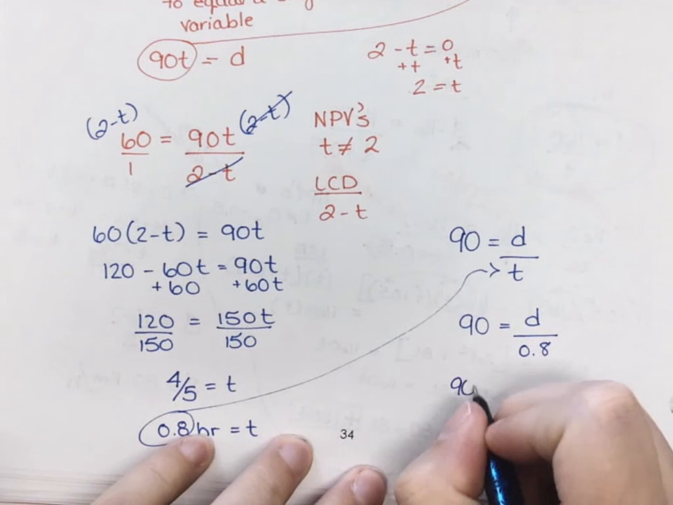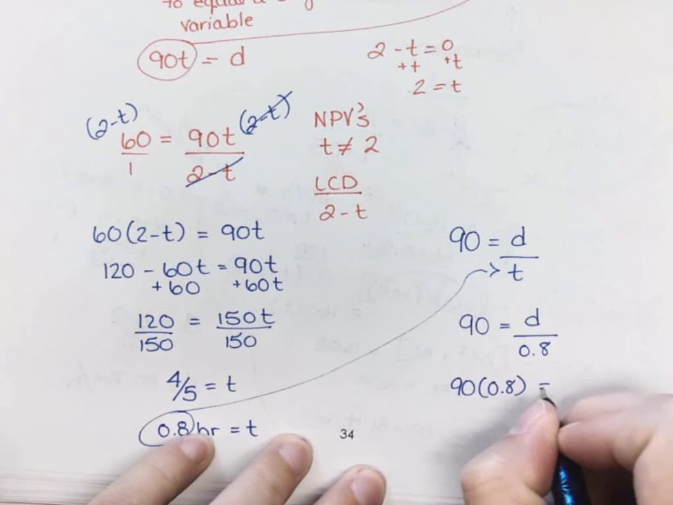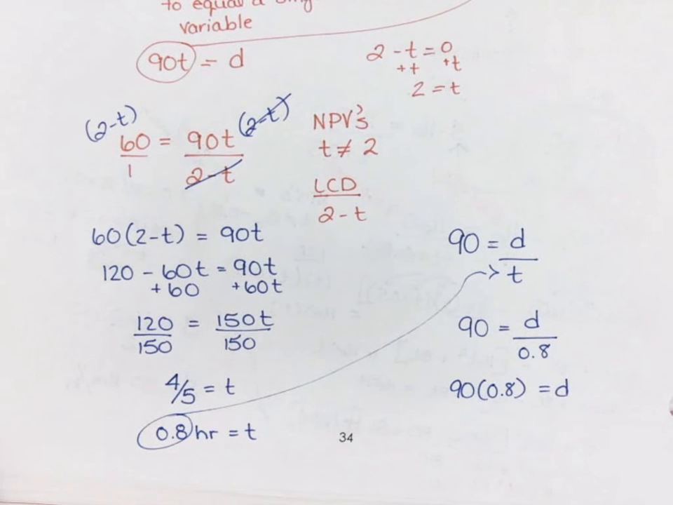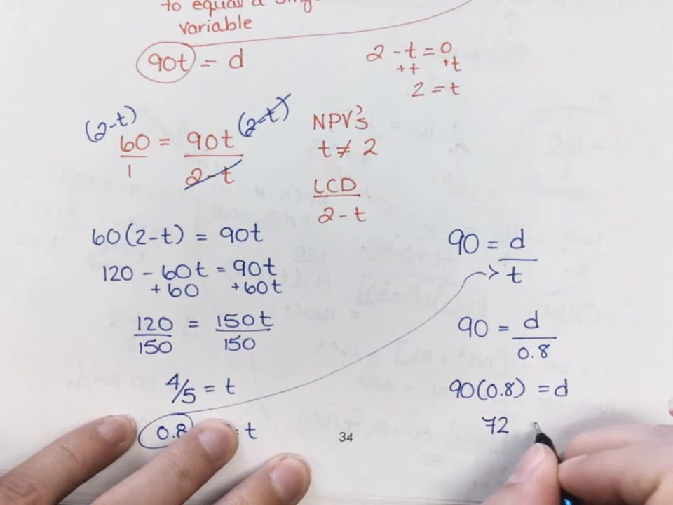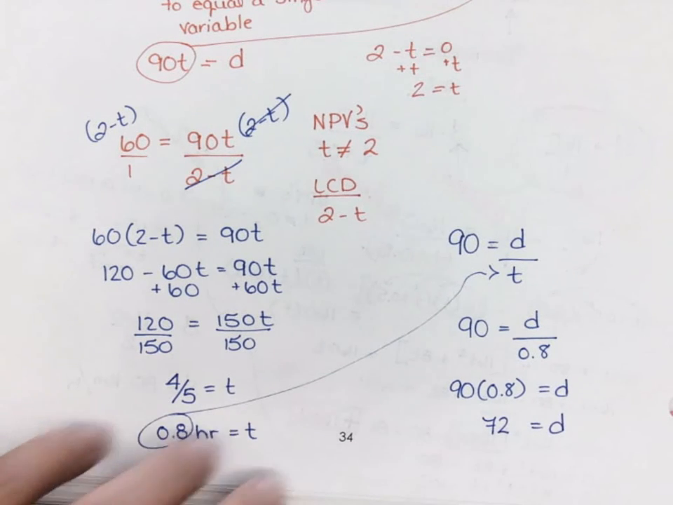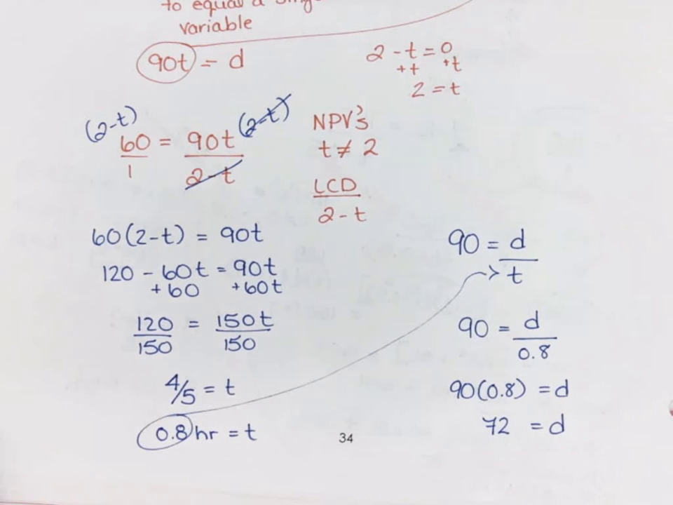So I'm going to have 90 times 0.8 equals d. So we're going to have 72 equals d. What's my unit of measure on that? Kilometers, right? Because it's just the distance this time.